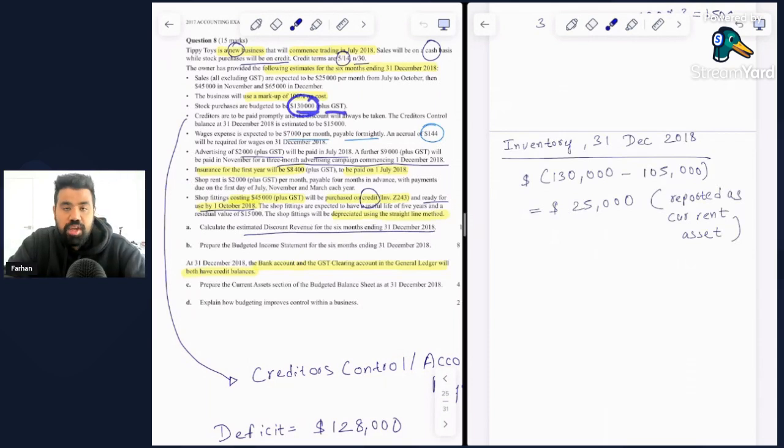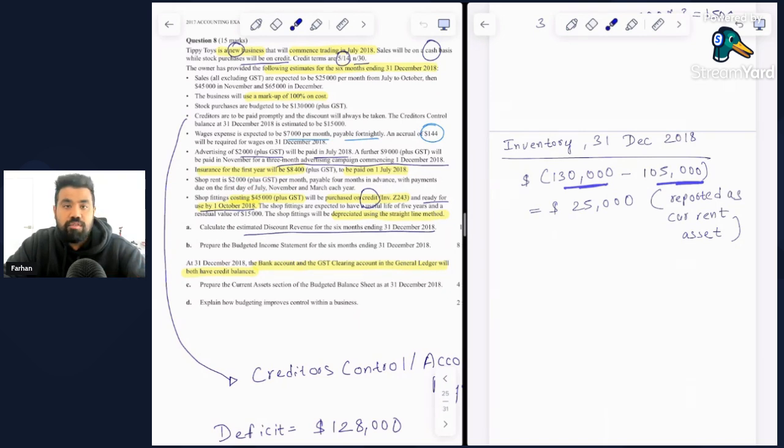GST on inventory is not part of the inventory valuation, because as we understand, GST paid on inventory is something that we are going to include in the GST clearing account and use that to offset the net GST that we owe to the ATO. So if we purchase $130,000 worth of stuff during the year, and we know the cost of goods sold is $105,000, the cost of goods sold basically refers to the cost of the inventory that we sold to our customers.